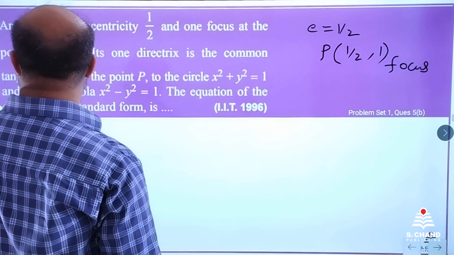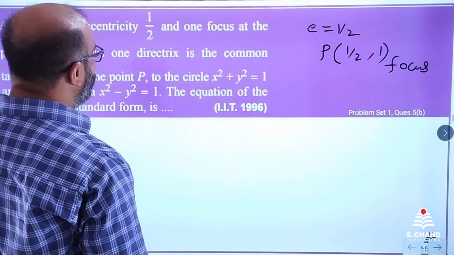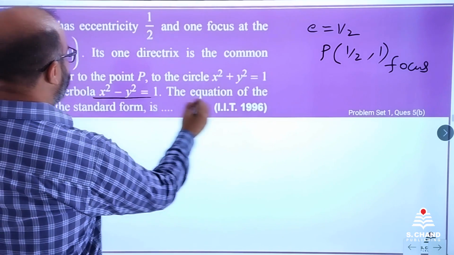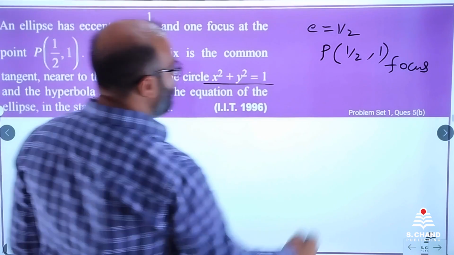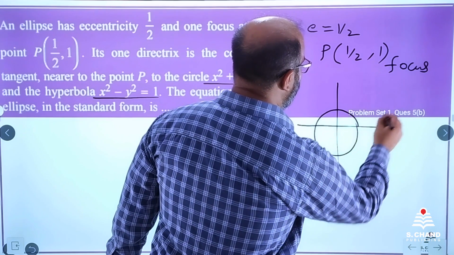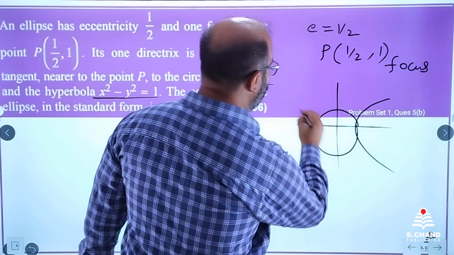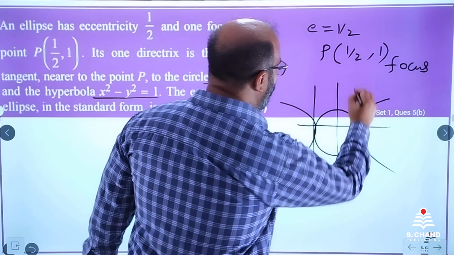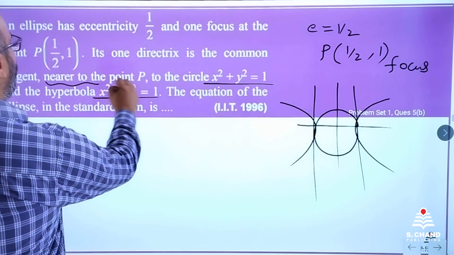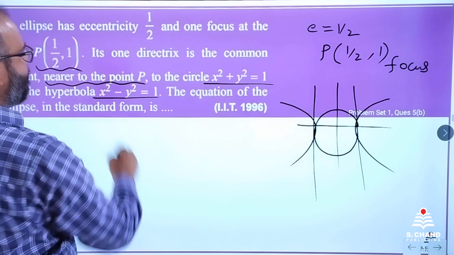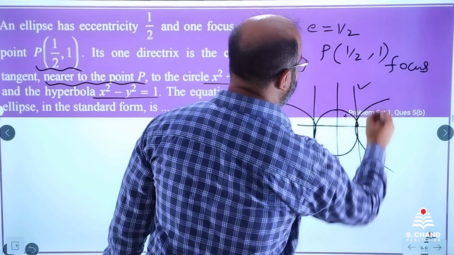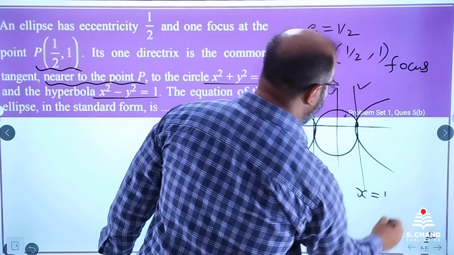Its one directrix is the common tangent nearer to the point P to the circle x square plus y square equal to 1 and the hyperbola x square minus y square equal to 1. So if we talk about the circle x square plus y square is equal to 1 and hyperbola x square minus y square is equal to 1, there are two common tangents. Which common tangent is it talking about? Nearer to the point P. So point P is half comma 1, which is somewhere here. So this is the tangent which it is talking about, that is x is equal to 1.